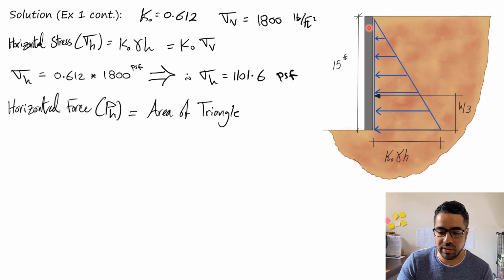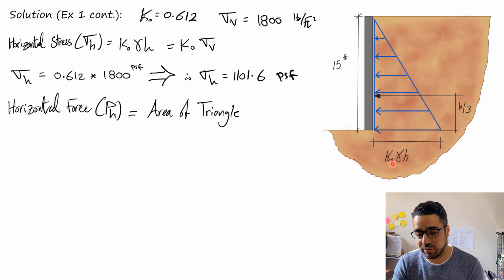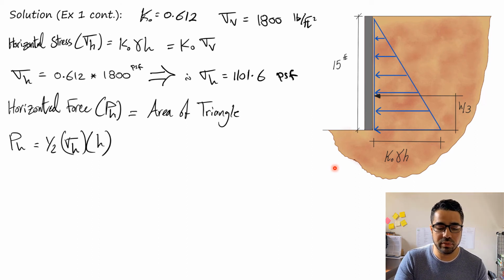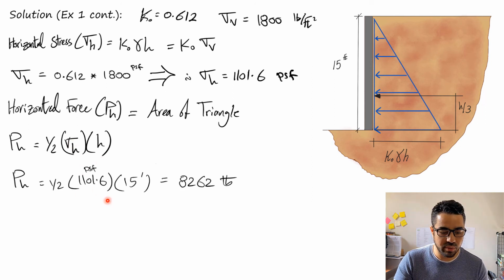Now we need to find the force. Since we have a triangular profile of stresses, the force is just the area of the triangle. Sigma h, which is K naught gamma H, or K naught times sigma v, is the width of the triangle, and 15 is the height. We apply the area of a triangle equation, half sigma h times H, and that gives us 8,262 pounds.